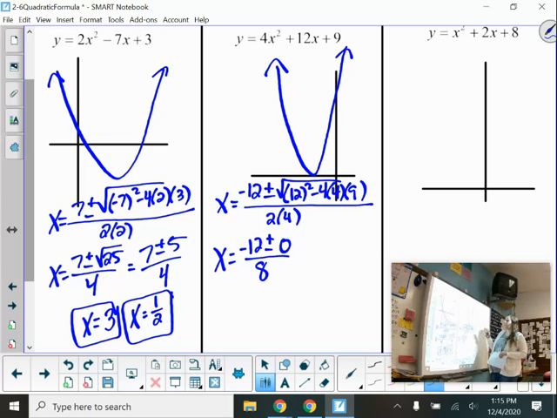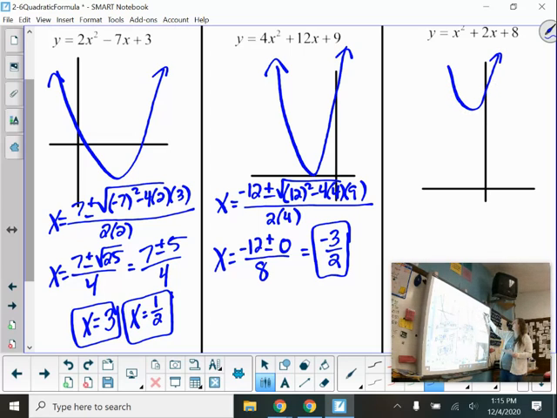So -12 over 8, both of those can be divided by 4. And so that's just going to give you one solution of -3 over 2. Now for the next one, this graph actually has a y-intercept of 8. It's going to come down like this and then go back up. My video is in the way a little bit here, so I'm going to do my math up here a little bit close to the graph. So I have x equals -2 plus or minus the square root of 2 squared minus 4 times 1 times 8, all over 2 times 1.